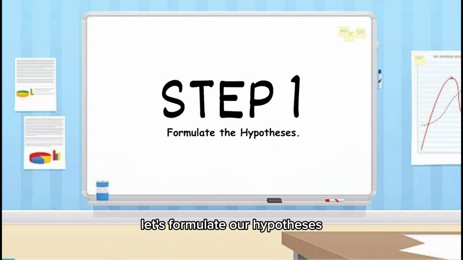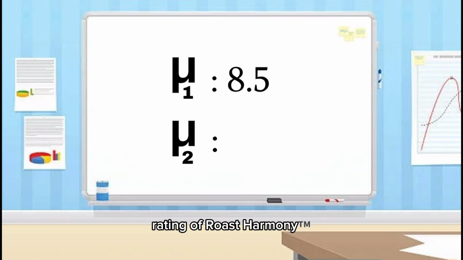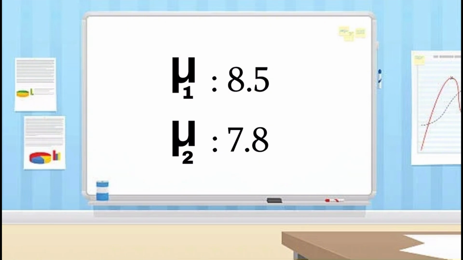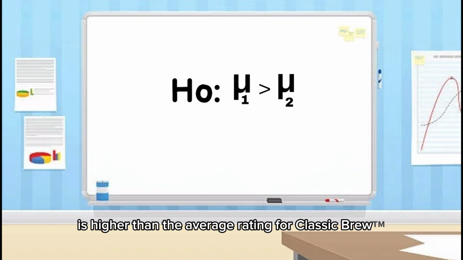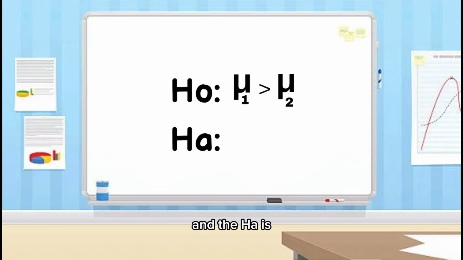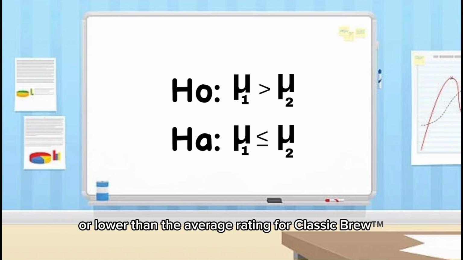First step, let's formulate our hypothesis. But first, let sample mean 1 be the rating of Roast Harmony, and sample mean 2 the rating of Classic Brew. With this, we can formulate that H0, the average customer rating for Roast Harmony, is higher than the average rating for Classic Brew. And the HA is, the average customer rating for Roast Harmony is the same as or lower than the average rating for Classic Brew.